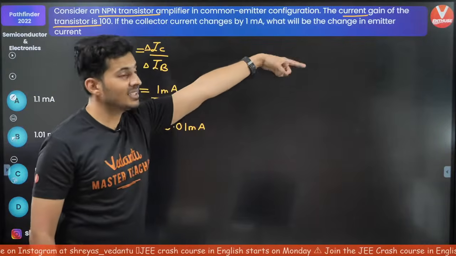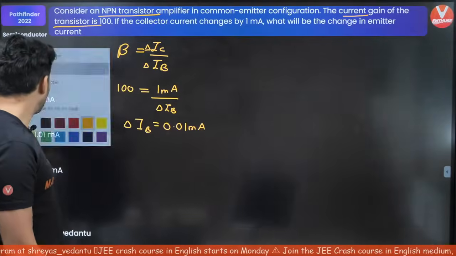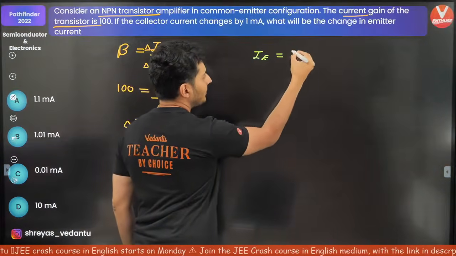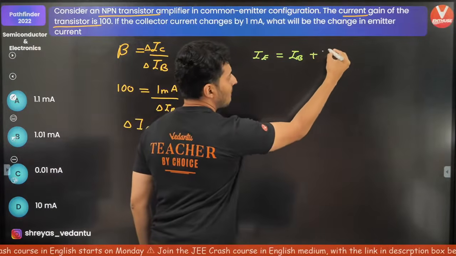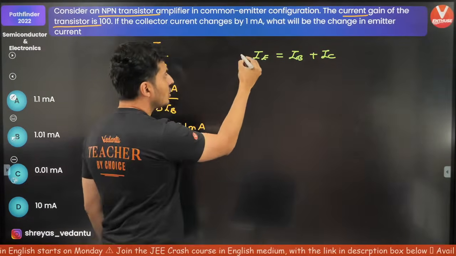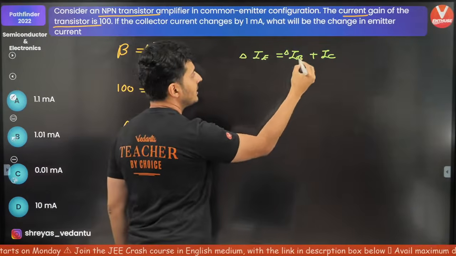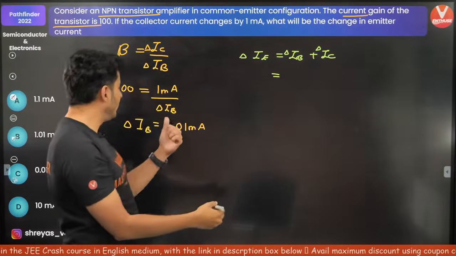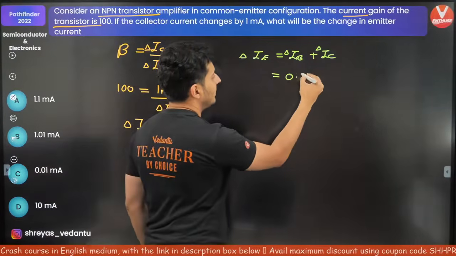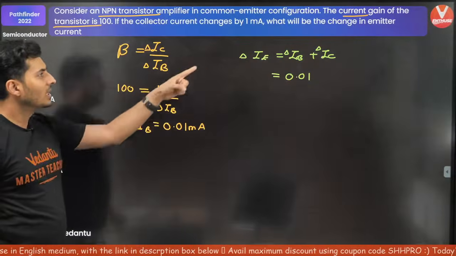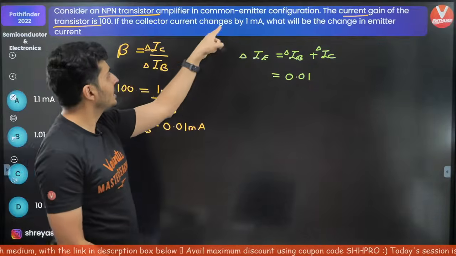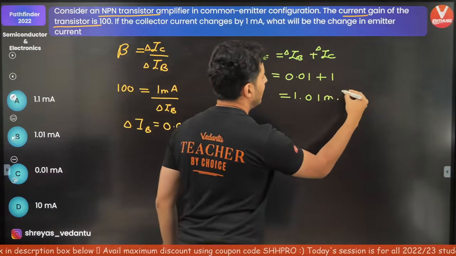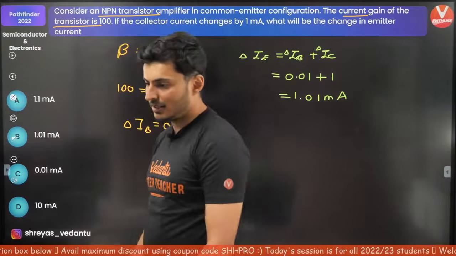No. The question is, what is the change in the emitter current? For that, make use of this logic. The emitter current is the base current plus the collector current. So the change in the emitter current is the change in the base current plus the change in the collector current. The change in base is 0.01, and the change in collector is clearly mentioned as 1. So it will be 1.01 milliampere. As simple as that.